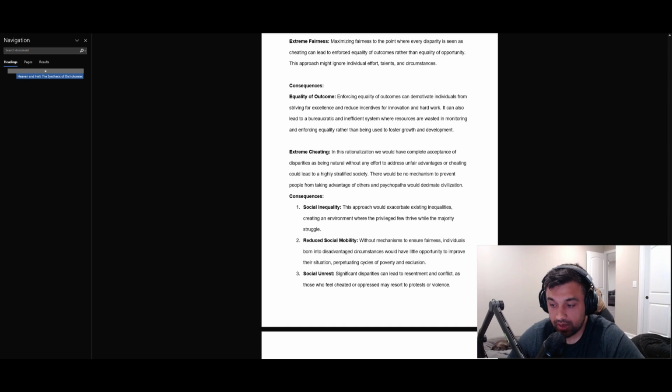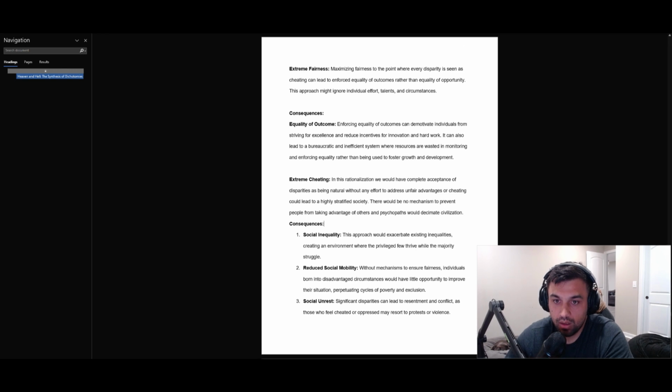So you have to look at intent, you have to look at the method, you have to look at people's interests, all these things in combination. You have to look at the whole picture and try to gather as much information as you can to formulate what's going on here. So the consequences of that would be bad. So you'd be monitoring and enforcing equality rather than it being used to foster growth and development.